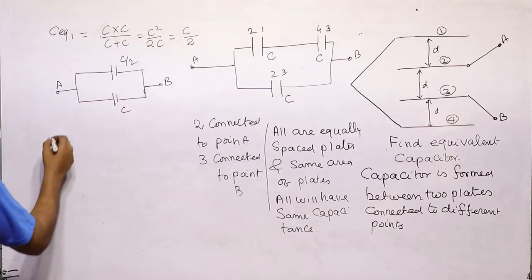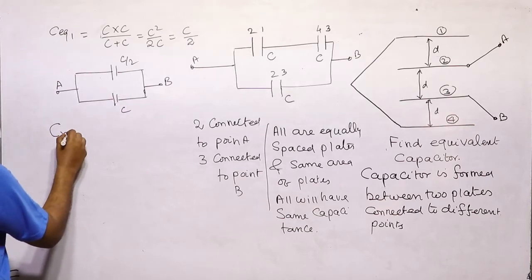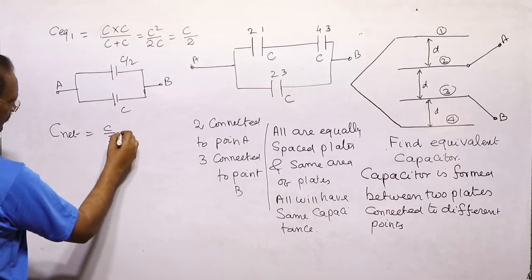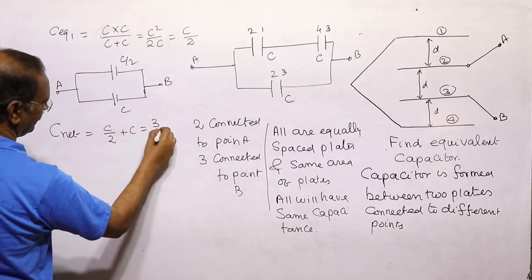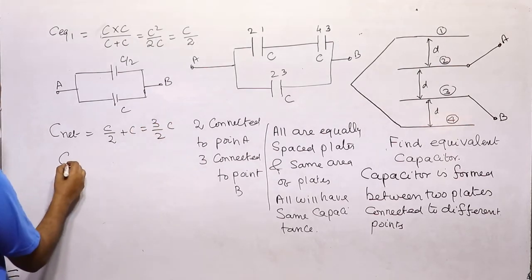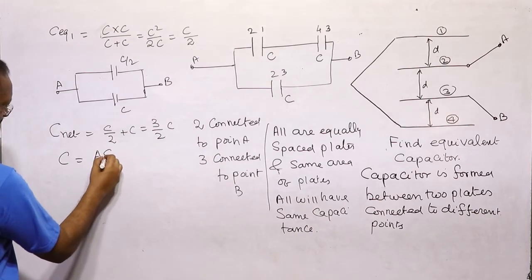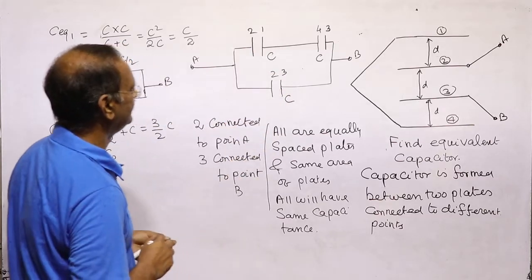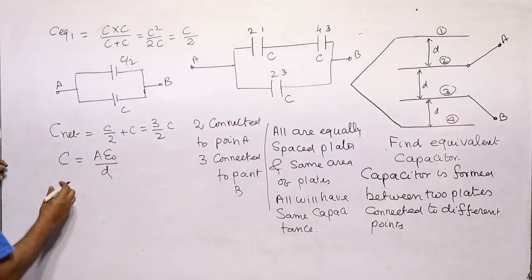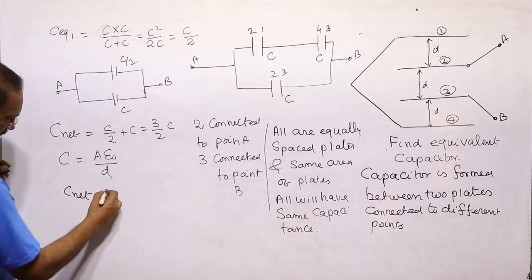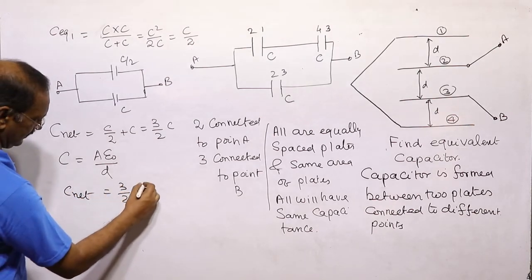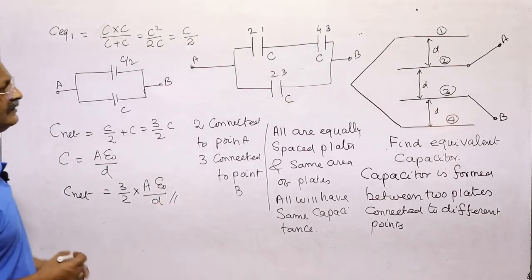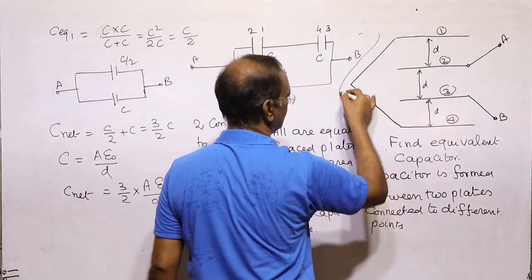These both are in parallel. Therefore, C net is the sum: C by 2 plus C equals 3 by 2 C. Since it is air capacitance, C equals A epsilon naught by D, because if nothing is given, we assume air is kept. Therefore, C net equals 3 by 2 into A epsilon naught by D. This is the effective capacitance of the given arrangement.